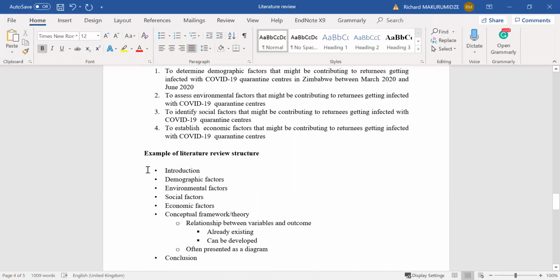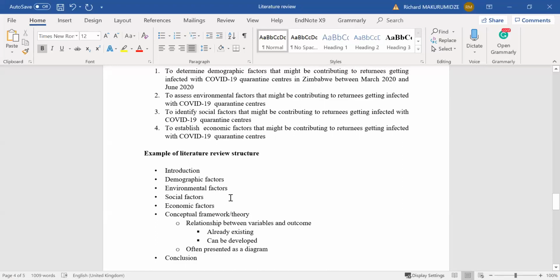This is an example. We can have our introduction where we are introducing our topic. Then we can have paragraphs where we look at demographic factors, at other studies which have been done looking into factors contributing to returnees getting infected. What have other studies shown in terms of demographic factors? So we can have a first section looking into demographic factors, another section looking into environmental factors, other studies showing environmental factors causing people to get COVID, then social factors, and economic factors. So these are our main objectives which we want to do.